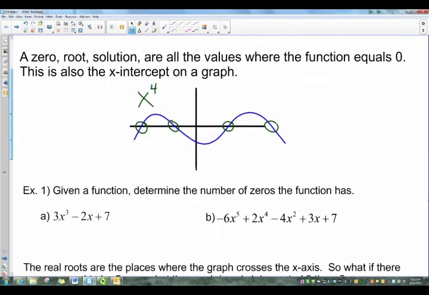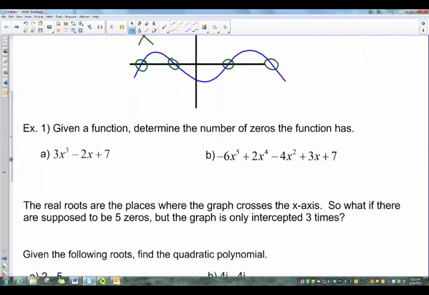Okay, and we can look at this a little bit closer with these examples. It says, given a function, determine the number of zeros the function has. So the first one is 3x cubed minus 2x plus 7. You go through this and you look for the degree. Now the degree, which we've talked about, is the highest exponent, and your highest exponent here is a cubed. So this is going to have 3 zeros. They may be real zeros, they may be imaginary zeros, but it has 3 zeros.